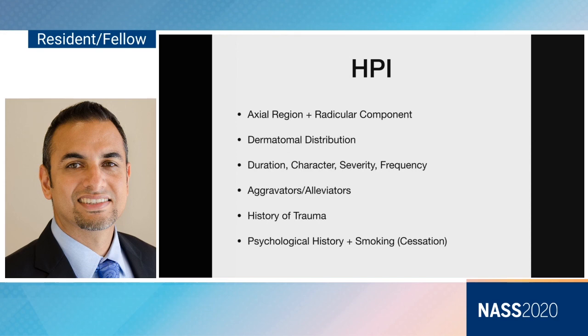If we start with the history of present illness, oftentimes you're talking about an axial region of pain and the radicular component associated with it, such as pain, numbness, tingling, or weakness. It's certainly nice when the patient presents with a dermatomal distribution of pain, but oftentimes they don't. In those situations, it's important to simply describe where they're complaining of pain, numbness, or tingling. I also include things like the duration, character, severity, and frequency of their symptoms. I talk about what makes it worse and what makes it better.